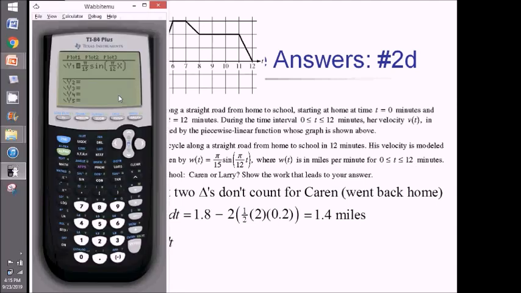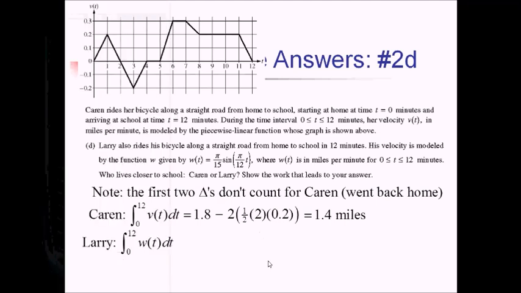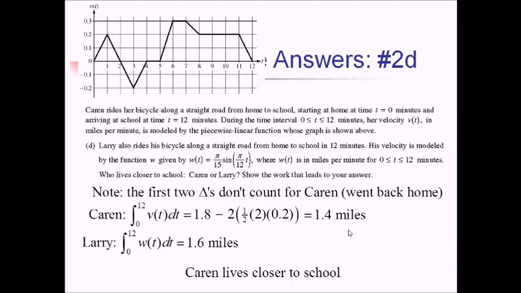To make my life a little bit easier, I'm just going to put Larry's function as y1 so it's easier to manipulate and move around. And now I'll do math 9 from 0 to 12, we said, of alpha trace y1. So this is Larry's velocity here, and dx, and that all comes out to 1.6. So between the two of them, it appears that Karen lives closer to school.